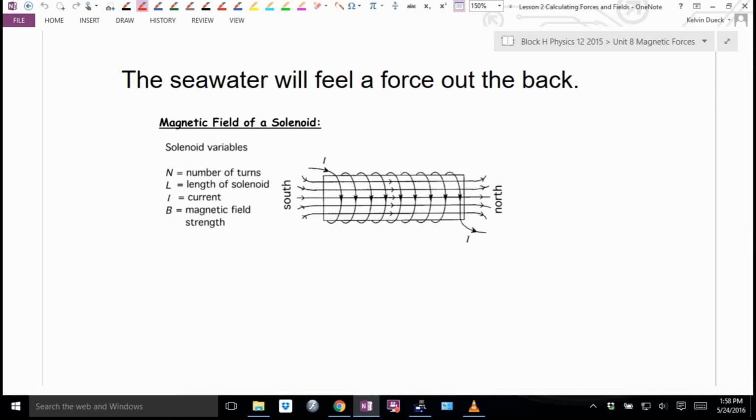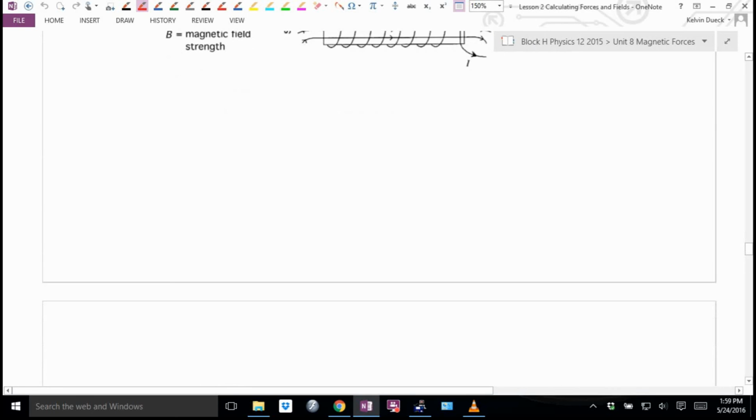If it's a single wire, N is 1. L is how long the solenoid is. I is the current. B is the magnetic field that you want to create. So this is how you can create any size magnetic field that you want.